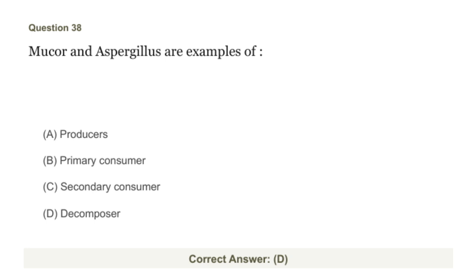They help decompose dead plants and animals, recycling nutrients back into the soil. This process is vital for maintaining healthy ecosystems and supporting plant growth. So, when we talk about fungi like mucor and aspergillus, we're really referring to organisms that act as decomposers, completing the cycle of life by breaking down complex organic materials.